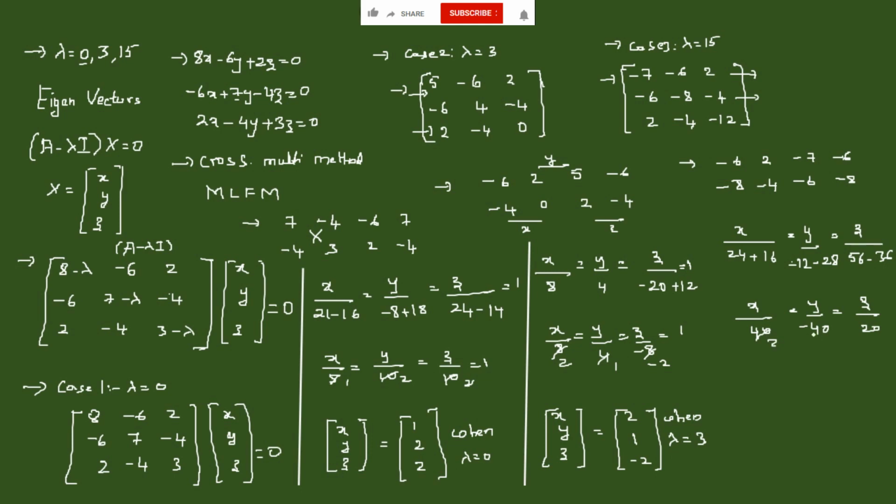It goes by 2, it goes by minus 2, and it goes by 1. So again we got an x, y, z value, which is equal to nothing but 2, minus 2, 1. This is the case when lambda is equal to 15. So these are the methods to find the eigenvalues and eigenvectors.